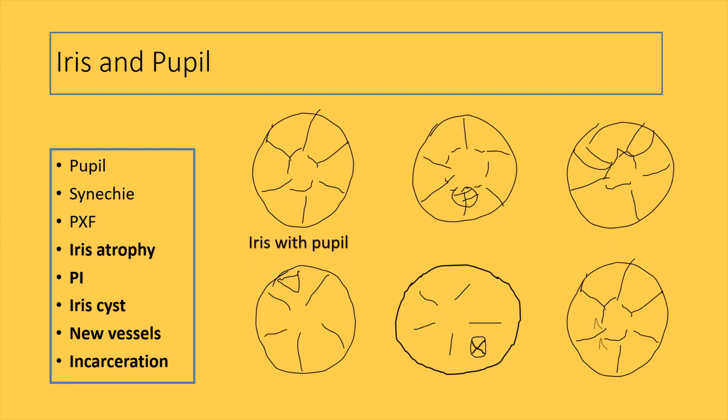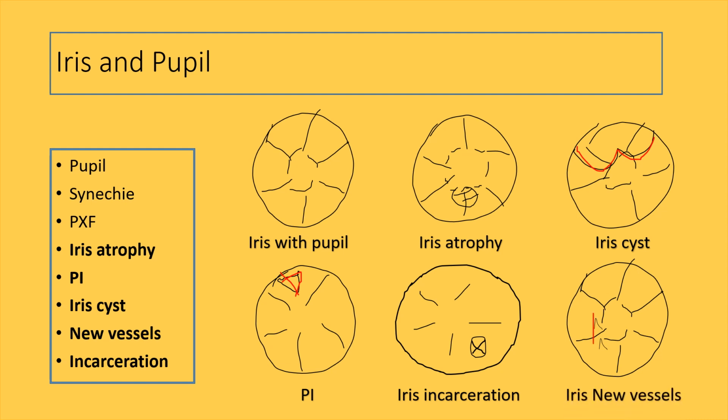Now this one is the iris with the pupil. This is iris atrophy. These ones are the iris cyst. This triangular one is the PI in the iris, and this cross one is iris incarcerated into the corneal wound. And these, the first part of the N, is the iris new vessels. So you just make them like this. If they are at the margin, or if they are at the periphery, you make them like this here.